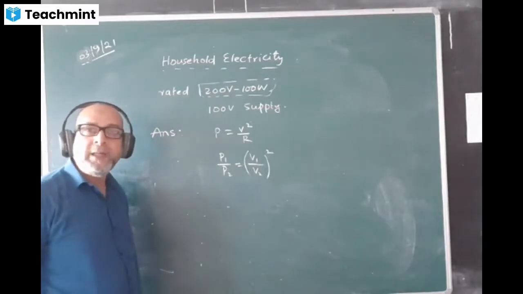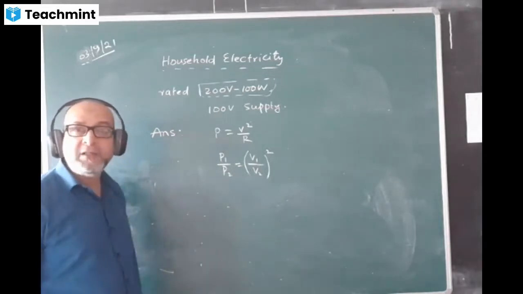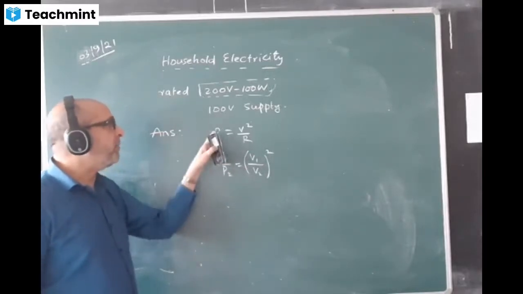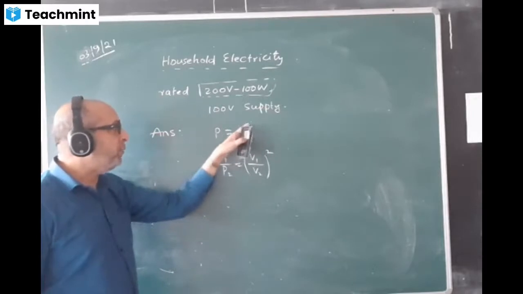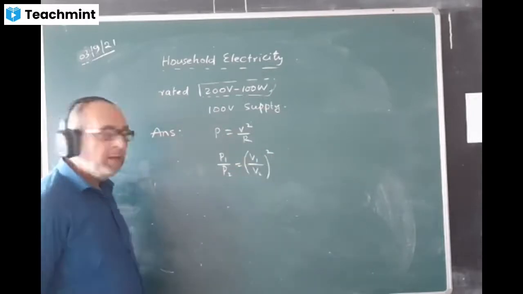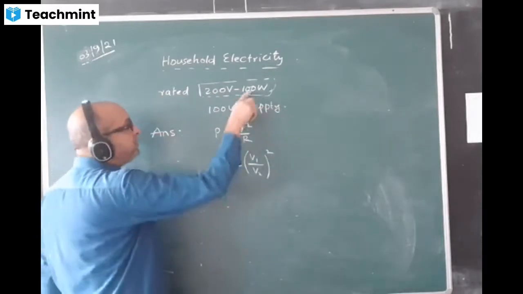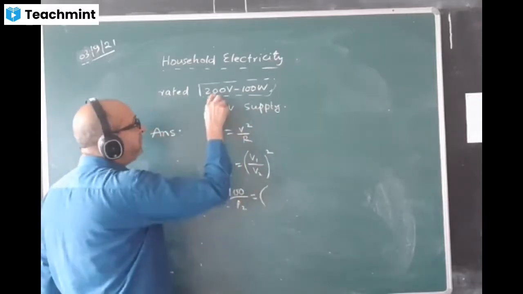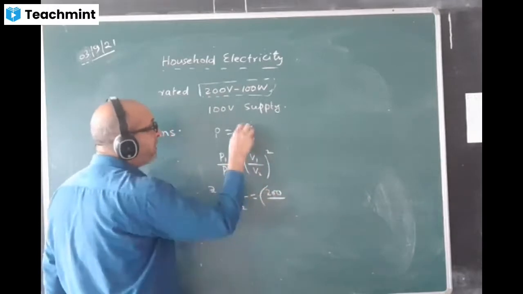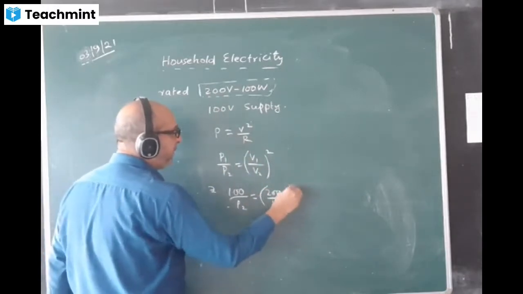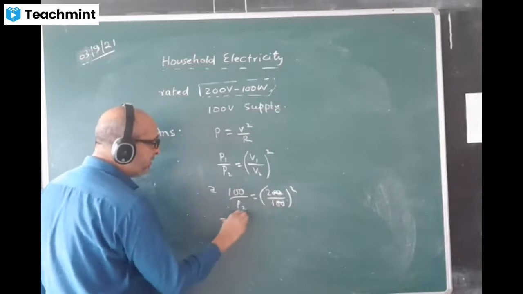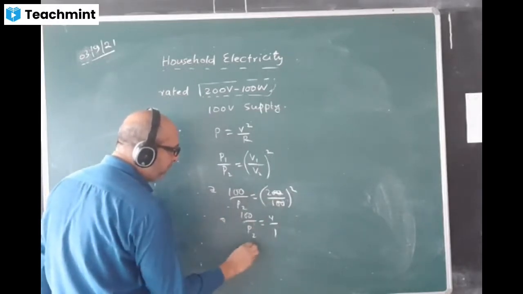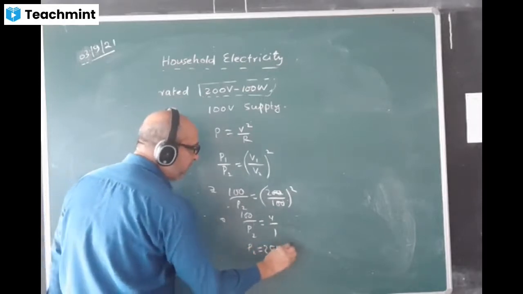Last time I taught you in the beginning how to write the direct ratio and how to write the inverse ratio. 1 will go with 1, 2 will go with 2. Power and voltage are directly proportional, but it is voltage square, so I put square here. Now you can find the answer. Power consumption here is 100, P2 we have to find. V1, first voltage, is 200 and the new voltage is 100. We can write here 100 square. 0, 0 will go, and now you get 100 by P2 equal to 4 by 1. Cancel it. P2 value is coming 25 watt. This is also a method of doing.